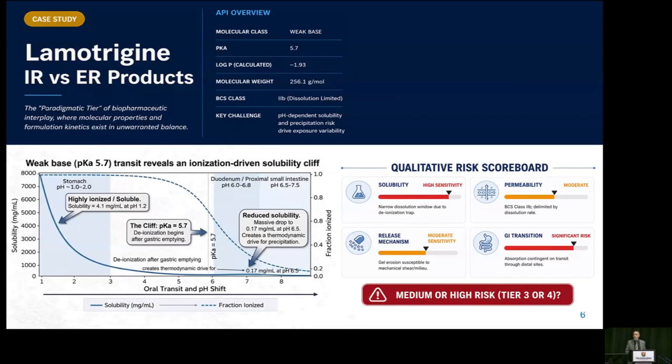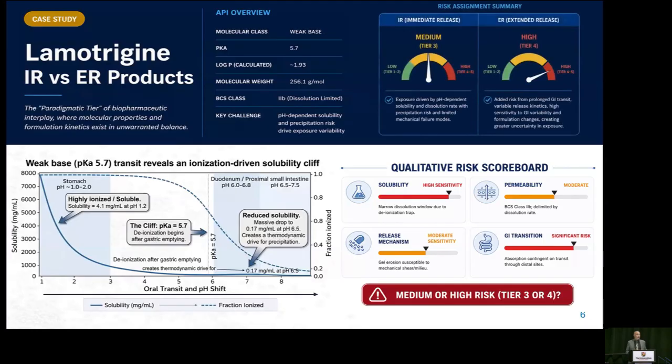And for GIT transition, it is sensitive to pH transit, sensitive to food effect, acid reducing agents, residence time, and gastric emptying rate. So it is very sensitive. Now the question is, can lamotrigine be classified as a class 3 or class 4 drug? I believe it depends on the formulation that it is formulated in.